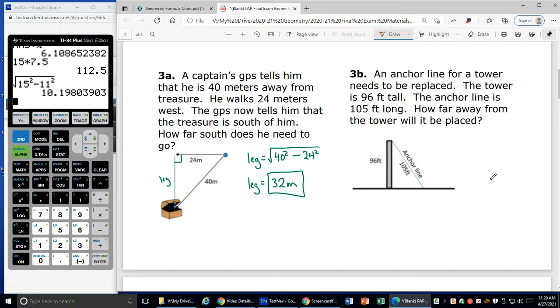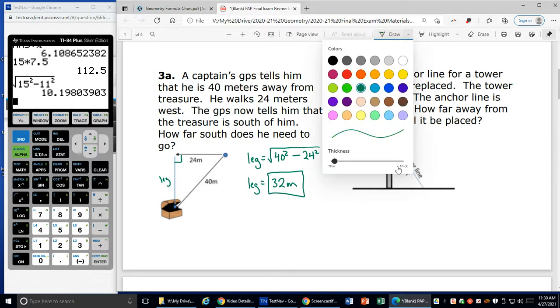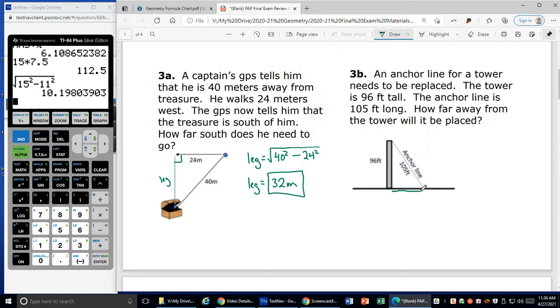3, an anchor line for a tower needs to be replaced. The tower is 96 feet tall. The anchor line is 100 feet long. How far away from the tower will it be placed? So I'm trying to figure out what this distance here is. And just like over here, I know we are allowed to assume that construction is done well and my tower is standing up straight. So I can have a 90-degree angle there.